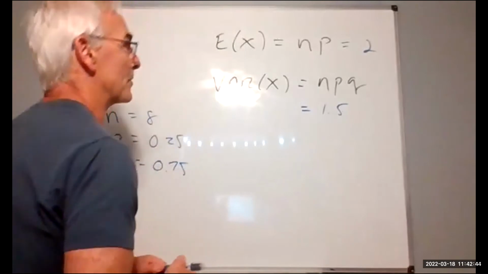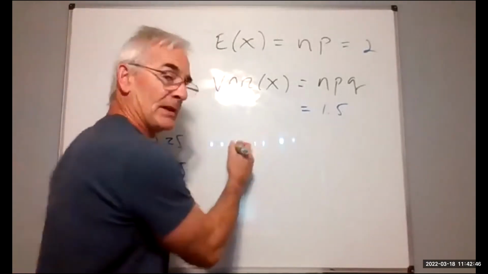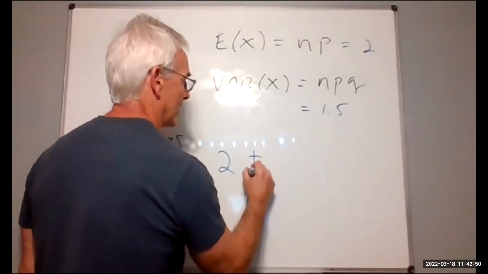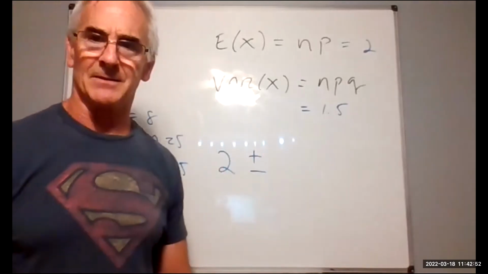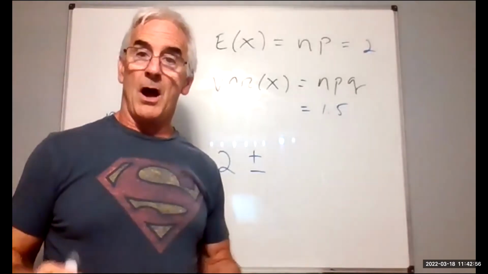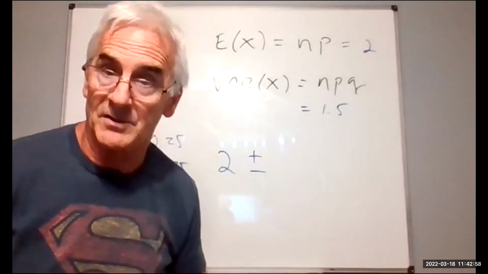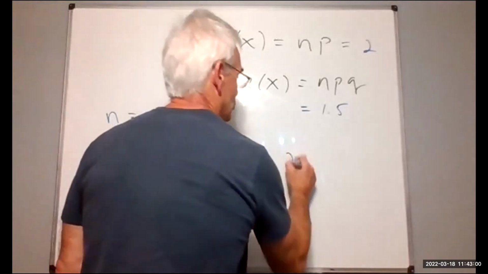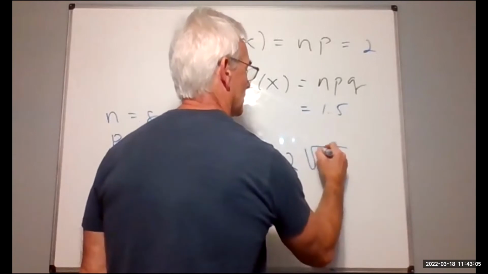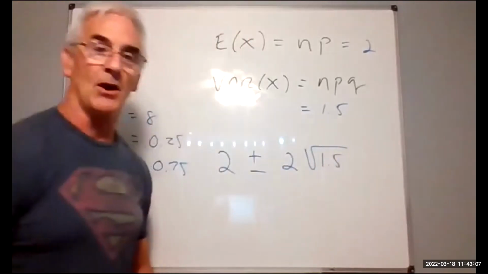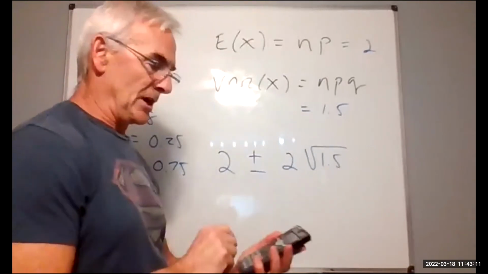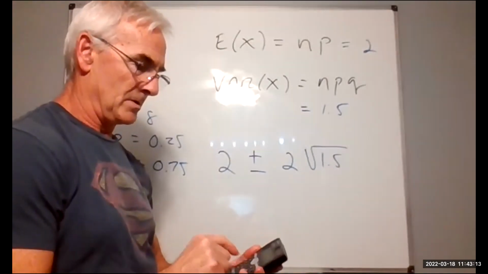So the range rule of thumb in simple English says, I ought to get 2, and I'm going to write it this way because that's how we say it, plus or minus. That gives me the cushion above and the cushion below. I should get 2 plus or minus what? 2 times the standard deviation, which would be the square root of 1.5. Now I need a calculator for that.